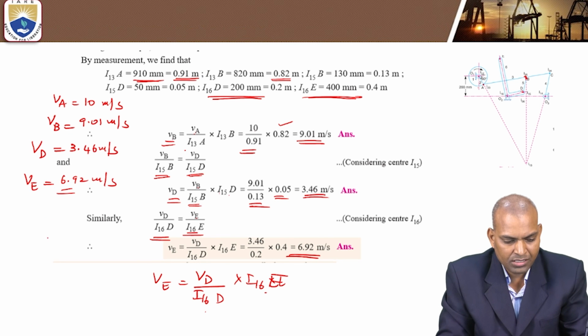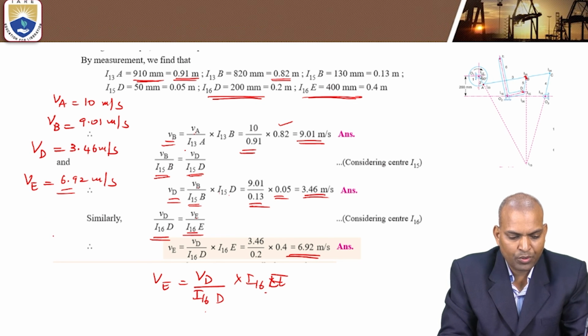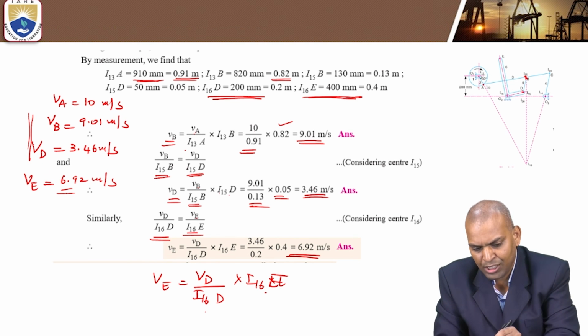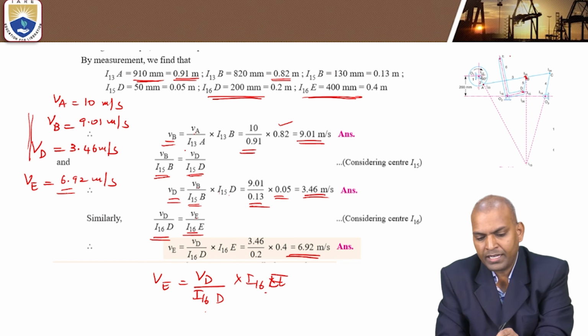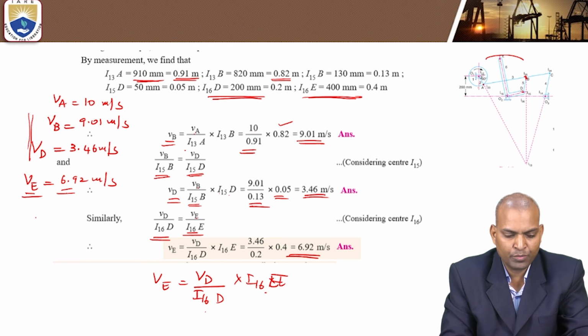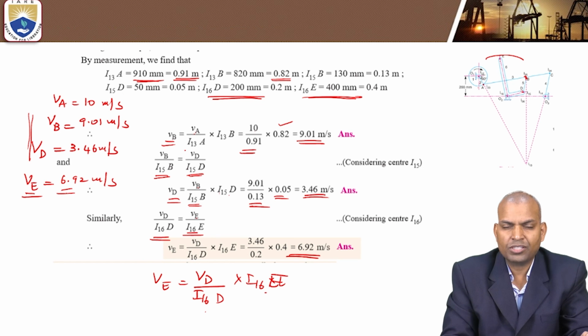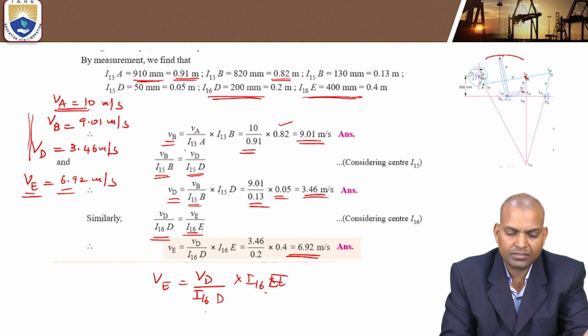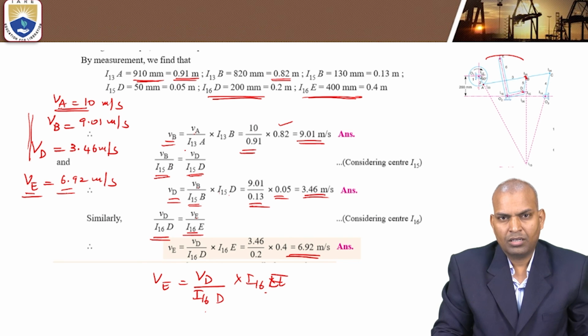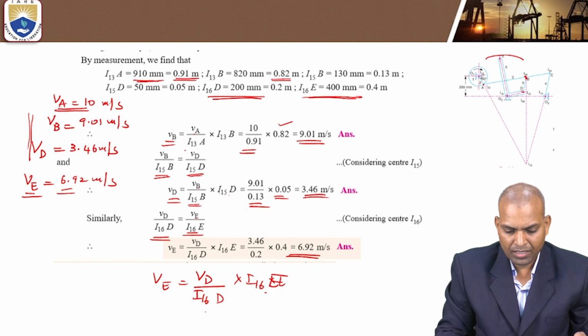So the variation is around 69.2 percent. That is the performance. So that much is reduced between the intermediate links. The linear velocity of the point E is 6.92 meters per second, when the linear velocity of the crank, that is point A, is 10 meters per second. Thus we can calculate the linear velocities of the various points of a mechanism.